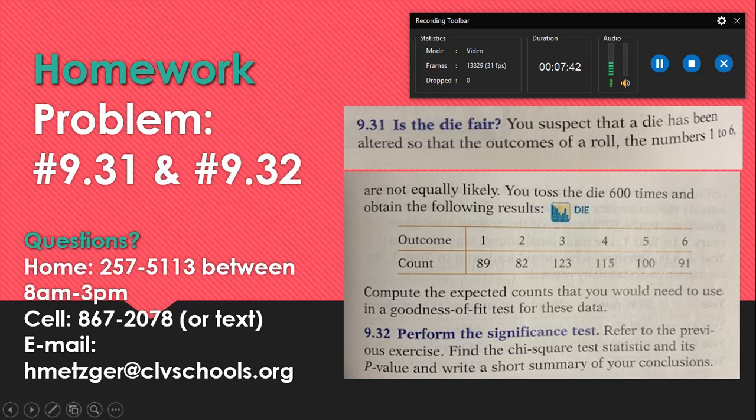These are the 2 problems that you're going to work through. If you have any questions while you're going through the problems, you can call me at home, you can shoot me a text or send me an email, and I can help you work through that problem.